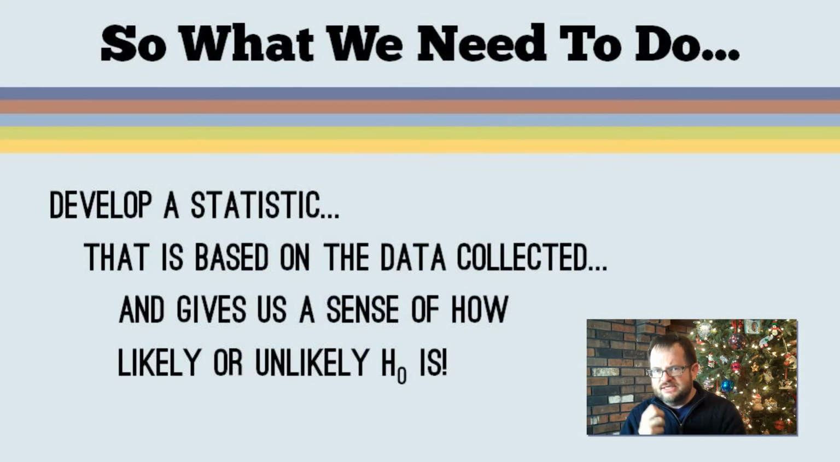So the task that's in front of us here is to develop a statistic. It's a number that's going to come to us based on the data that we collected, and it's going to give us a sense of how likely or unlikely that null hypothesis H0 is. If the probability that H0 is true is not very high, I mean we're talking like 1% or something like that, that doesn't prove that it's false, but we can reject it at some confidence level. We have some confidence that we are not making an error when we are rejecting that null hypothesis.